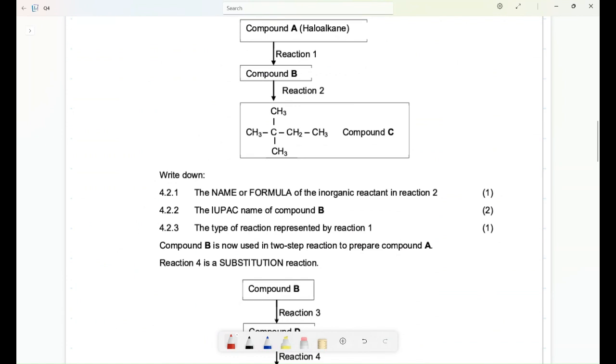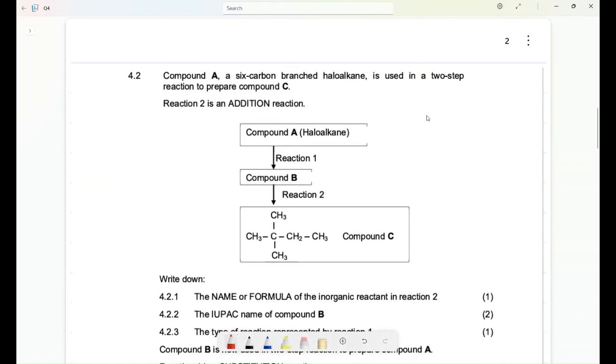Let's move on quickly to 4.2, a compound A, 6 carbon branched. It does not mean it has 6 branches. It is a 6 carbon branched. It means it might have 6 carbons, but maybe let's say like these 4, and maybe 2 of those are branches. Like this. Can you see that it still has 6 carbons? This is what they are trying to say.